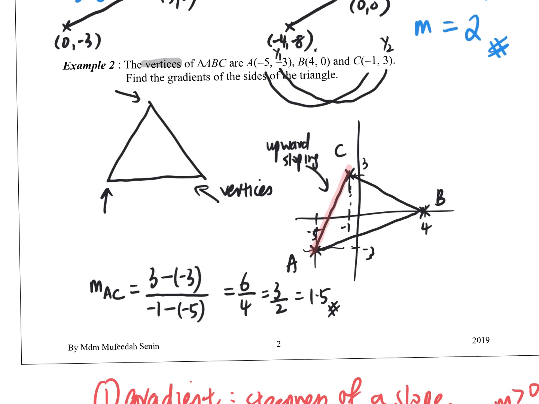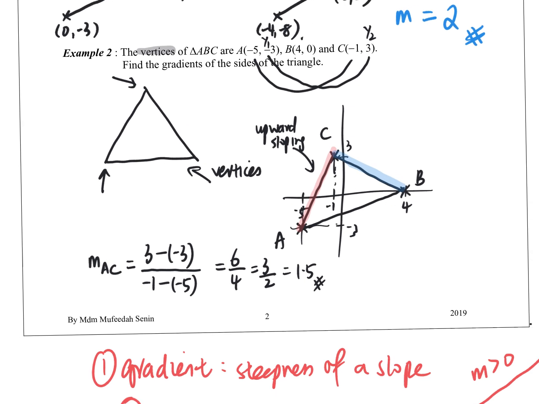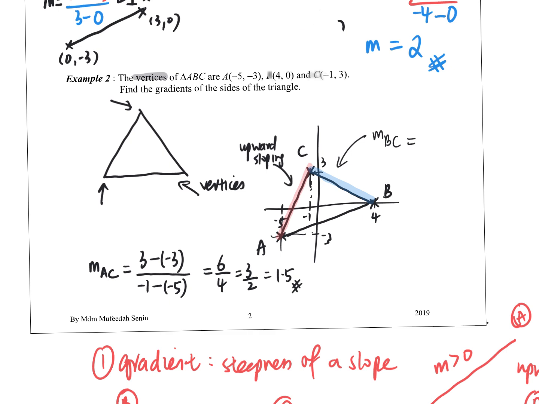Okay? Then they also want you to find the gradient of the other side. Let's call it the BC line. So let's find the gradient of BC. Let's choose these 2 points now. Okay, so B and C. So rise over run. So 3 minus 0.